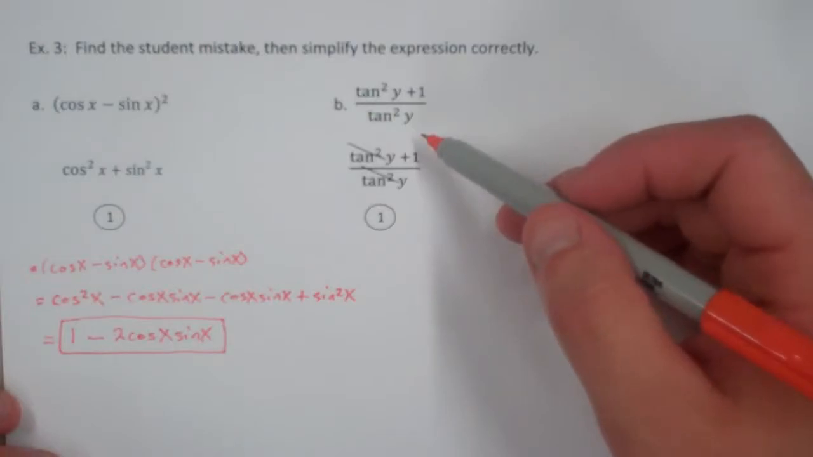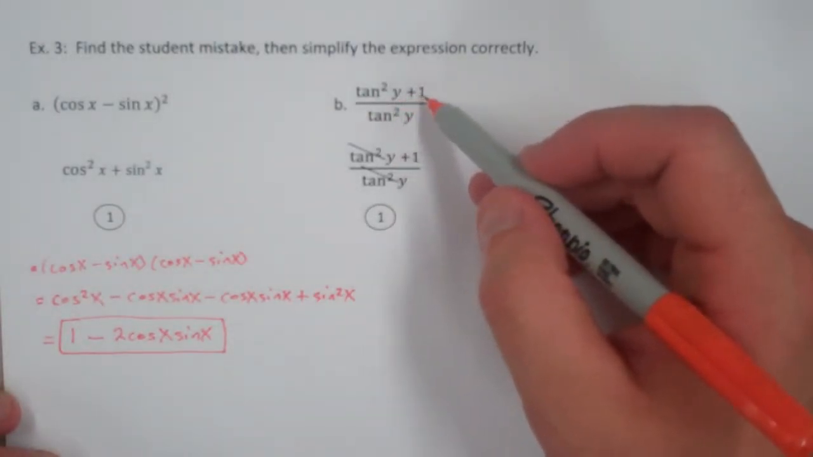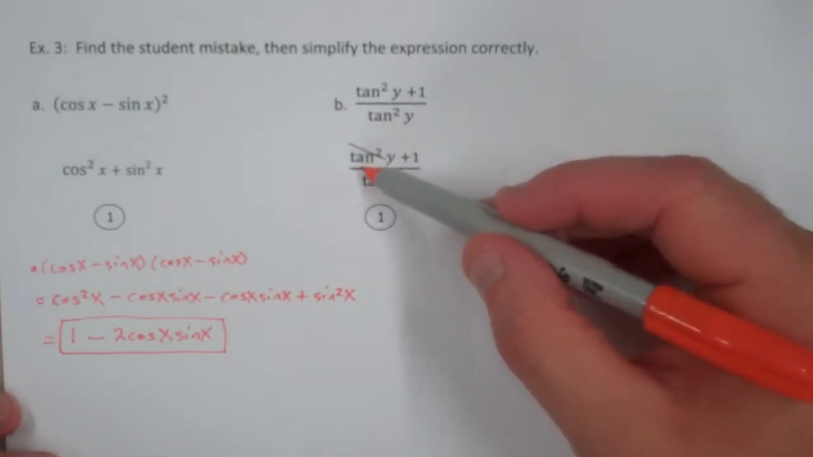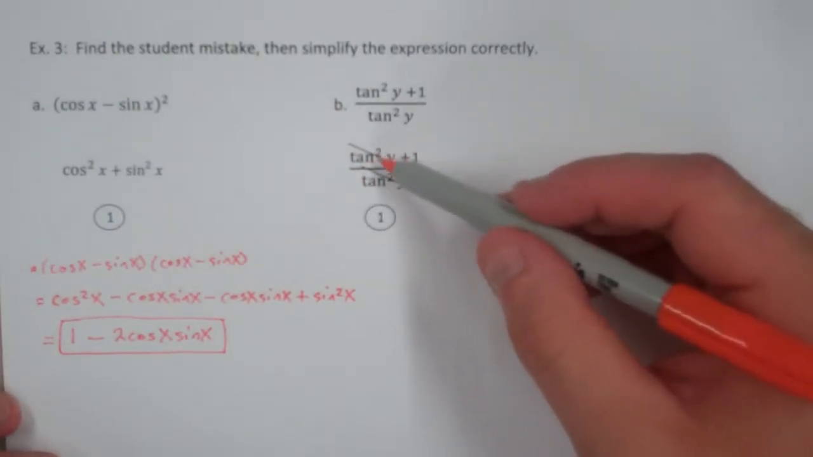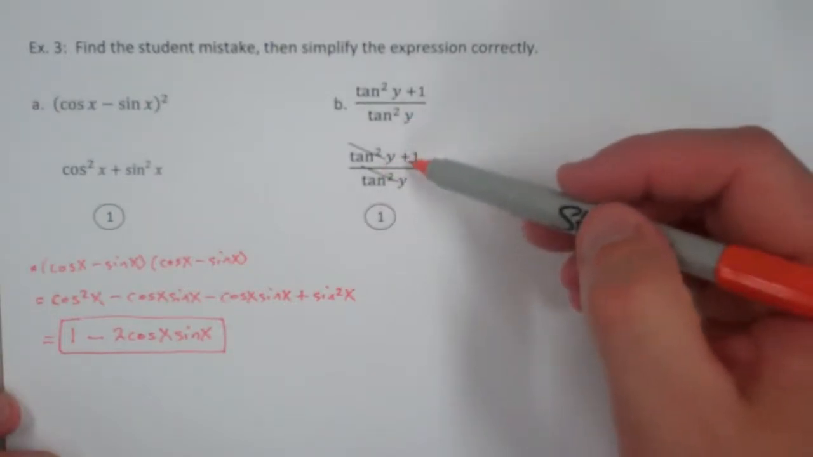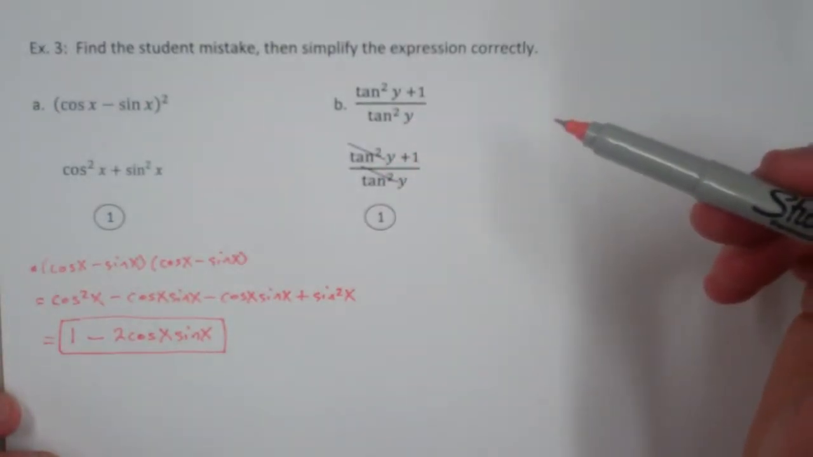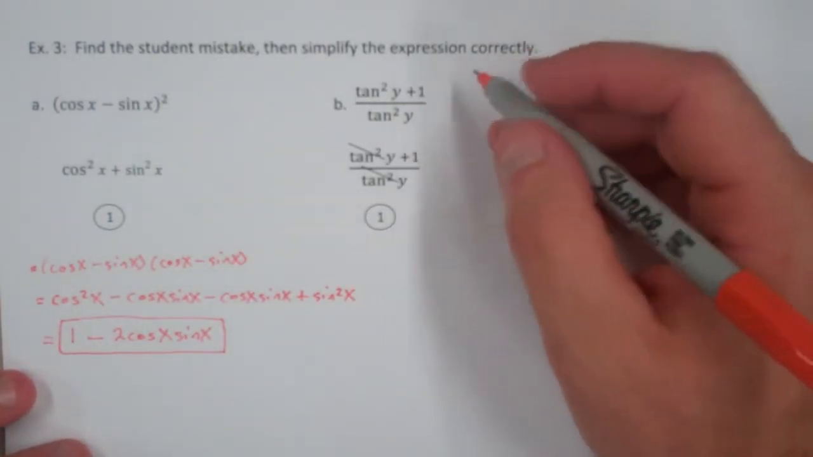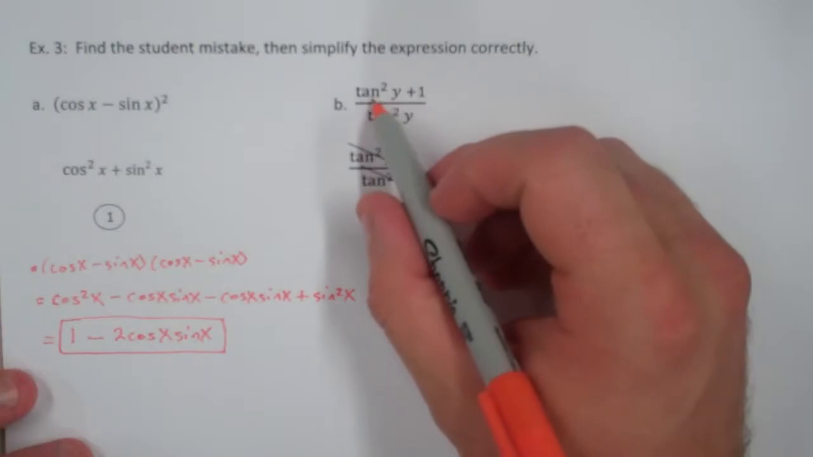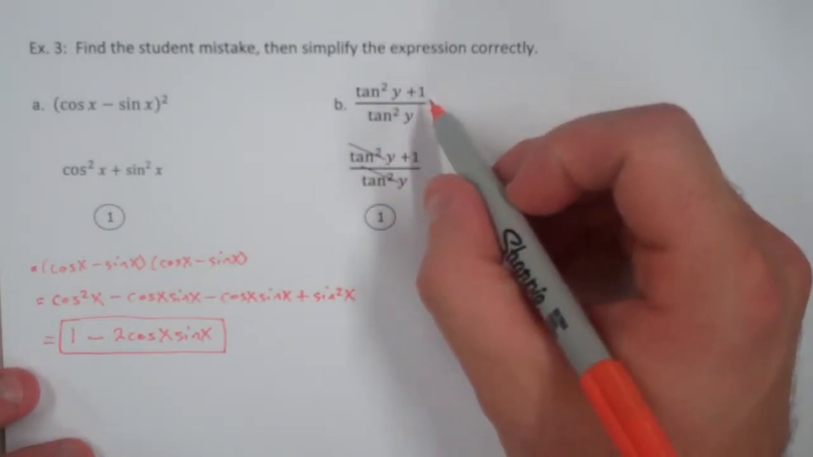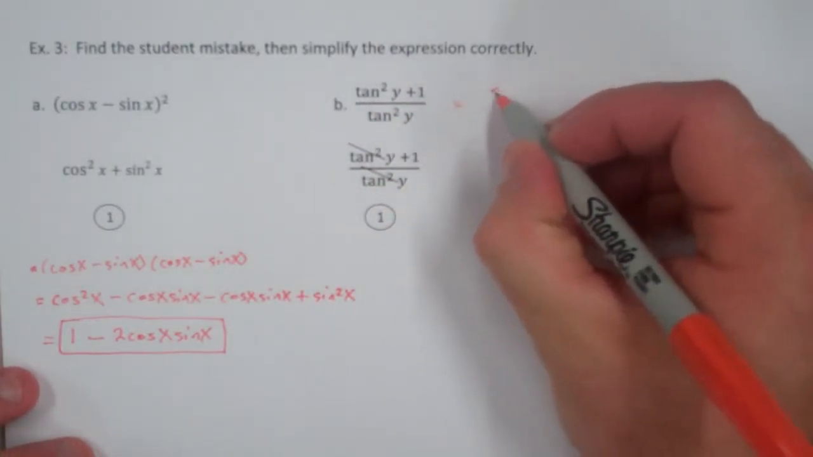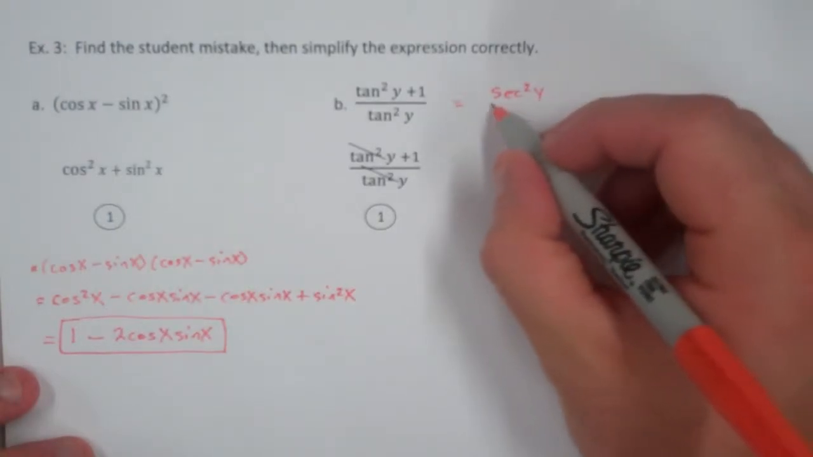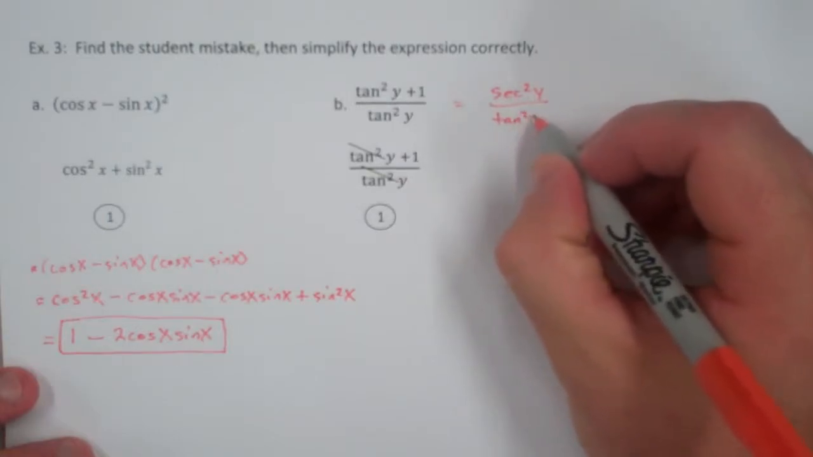Let's take a look at the one on the right. Tangent squared plus 1 over the tangent squared. And this student has decided to cancel, or at least, it looks like they just got rid of the tangents. You can't do that if you have a plus sign here. What you could do is, well, you can do a few things. One thing that you could do is take this tangent squared plus 1 and change that into the secant squared. And our variable is y here over the tangent squared.